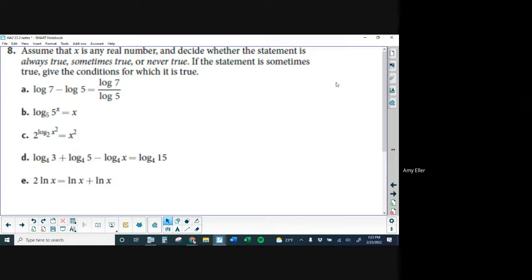A, never true. B, always true. We've got 3 people still in. Lydia, I already got A wrong. Dang it. C, we've got 3 people left. C, sometimes true. Oh, I skipped that one.